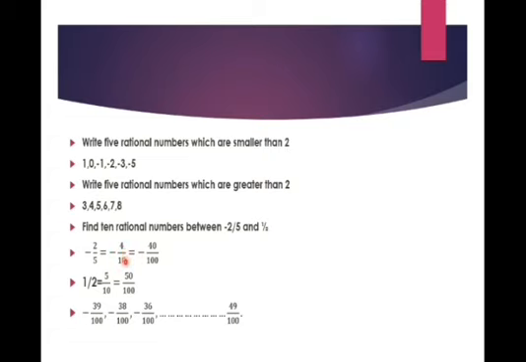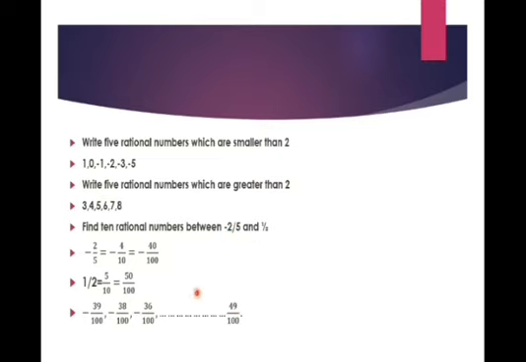Then we get rational numbers between -40 by 100 and 50 by 100, which are -39 by 100, -38 by 100, and so on, up to 49 by 100. We get more than 10 rational numbers between -2 by 5 and 1 by 2.